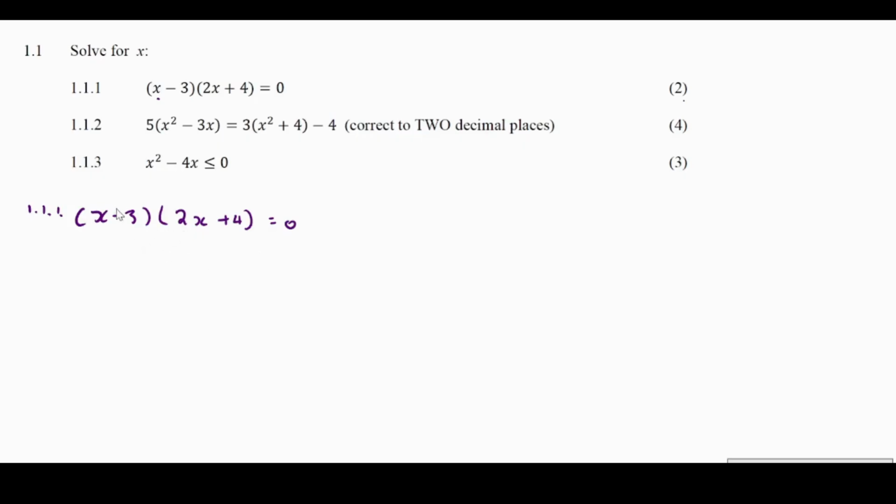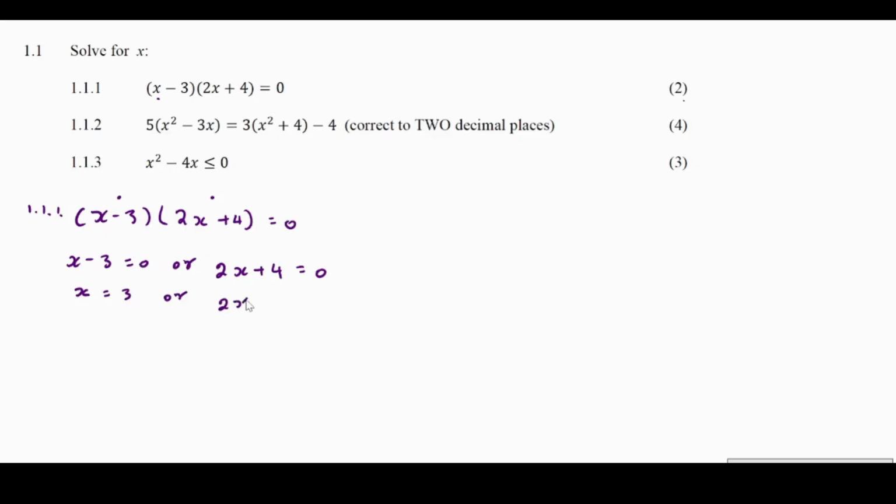So we have a product here. This multiplied by this is equal to 0. This is only true if the first one, x minus 3, is equal to 0, or the second one, 2x plus 4, is equal to 0. If this is equal to 0, 0 multiplied by everything becomes 0. Same applies if 2x plus 4 is equal to 0. So in this case, the value of x is equal to 3.